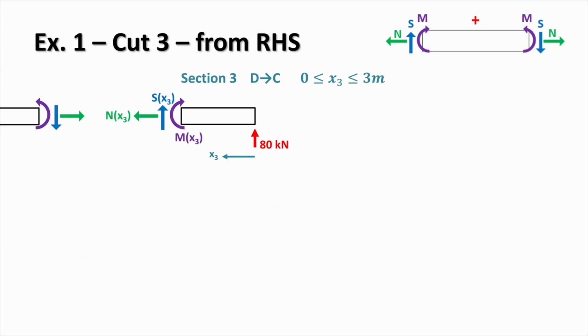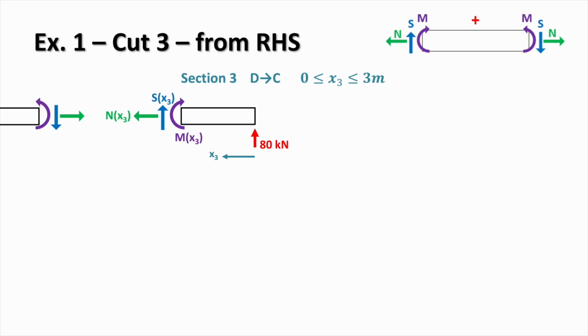So now, just to demonstrate a point, let's repeat the analysis of the third section, but this time let's start from the right-hand side. This section is defined from point D to C, and the variable x3 in this case varies from 0 at point D to 3 meters at point C. So once again, the expressions derived in this region will only be valid within this region from D to C.